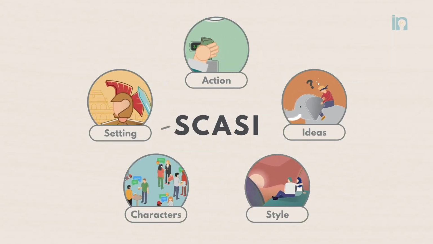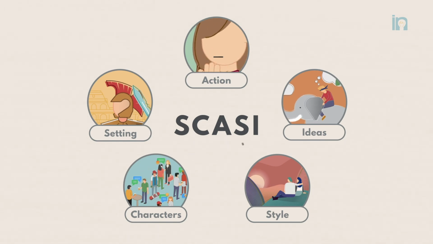In summary, S is for setting, C is for characters, A for action, S for style, and I for ideas. With practice, you'll be able to use SCASI to craft your essay.